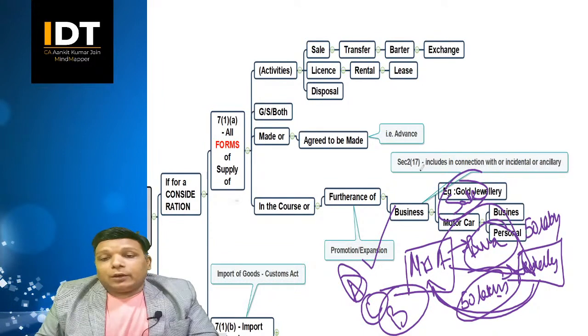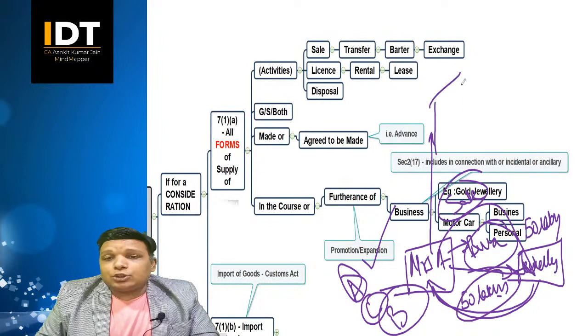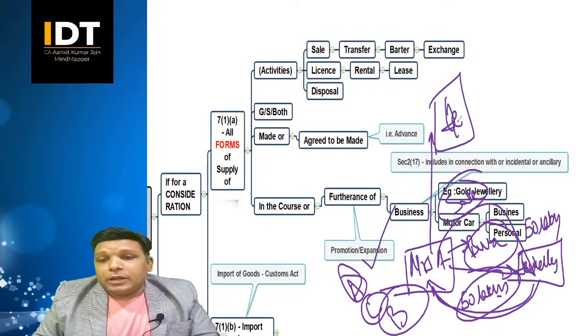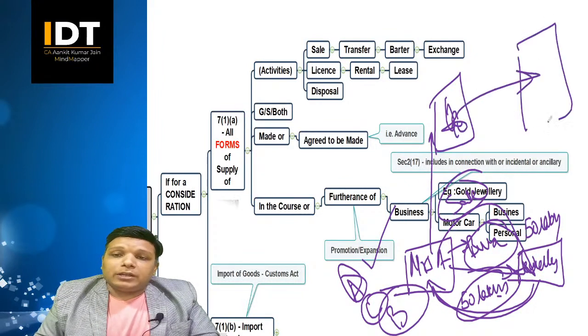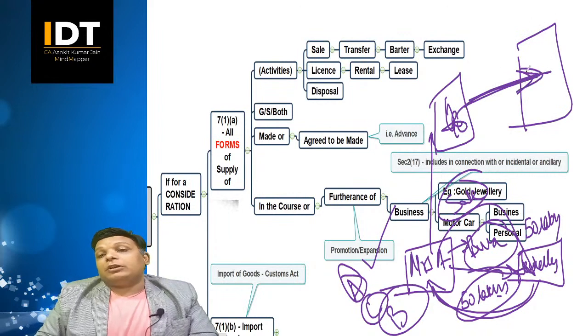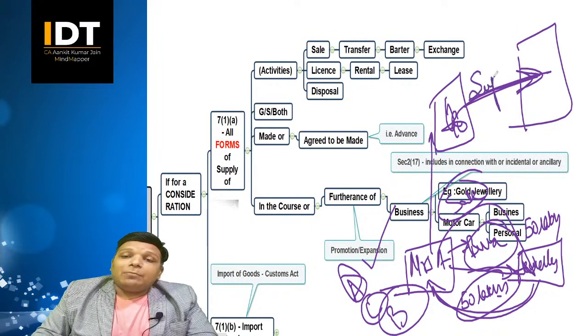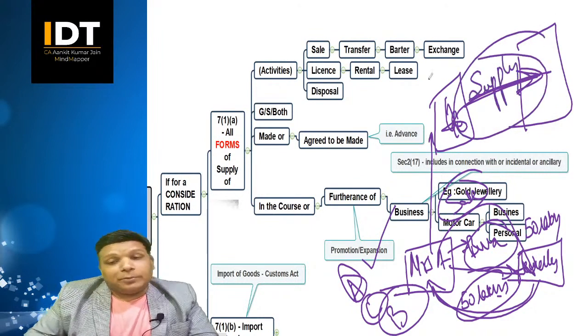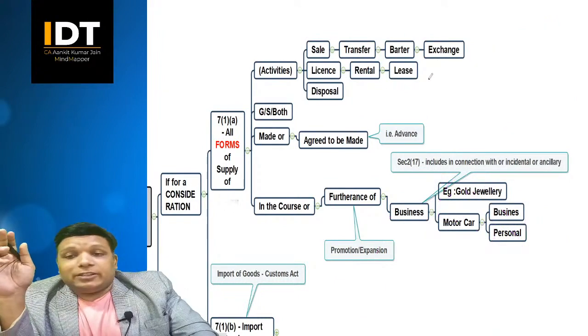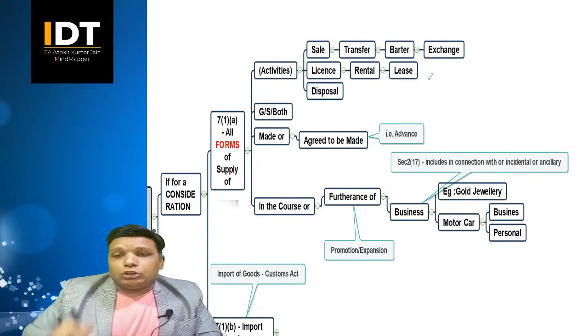Clear everybody? Now suppose Mrs. A is running a shop of gold jewelry, and then she is selling this to the jeweler. Then this particular activity will be called a supply. Why? Because it is in the course or furtherance of business. I hope this is clear to you guys. Is it clear? Similarly, we'll look into the opposite aspect.